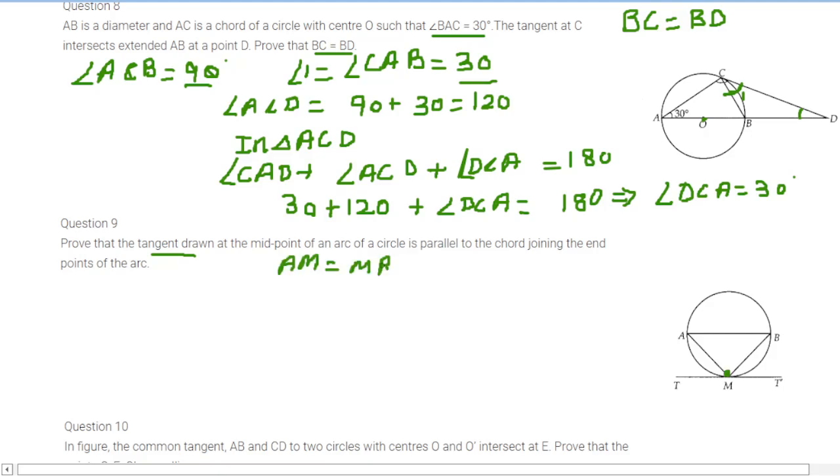And let's name this angle 1. This is angle 2. And in triangle AMB, angle 1 will be equal to angle 2, because AM and MB are equal. And also now we have to prove that this chord AB is parallel to the tangent T and T dash. So now what can we say about these angles? Let's name this as 3, and this angle 4.